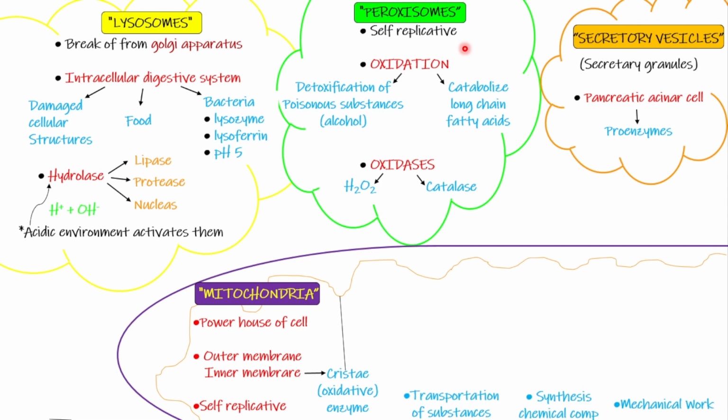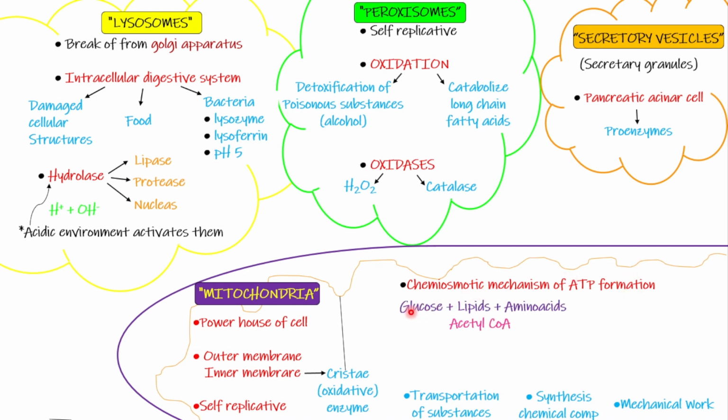Now the ATP produced by the chemiosmotic mechanism is used for mechanical work. The ATP is used to synthesize different chemical compounds. These ATP are used for transportation of different substances. So ATP is used for mechanical work, for synthesis of chemical compounds, and for transportation of different substances. Now, how exactly is the ATP produced? ATP is produced by the chemiosmotic mechanism of ATP formation. Now, what exactly is this chemiosmotic mechanism?